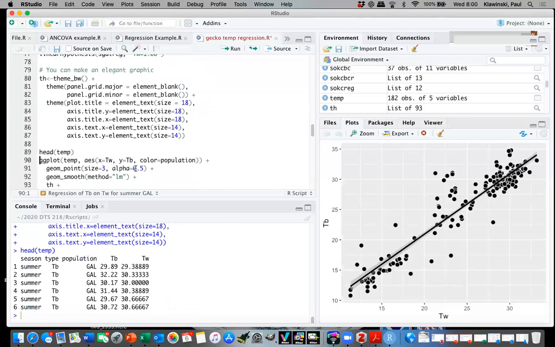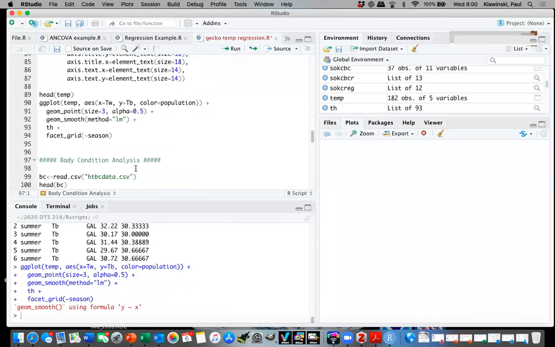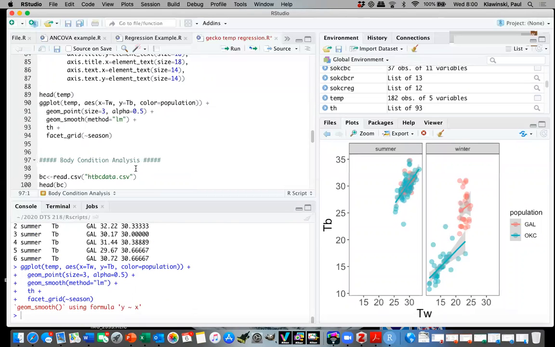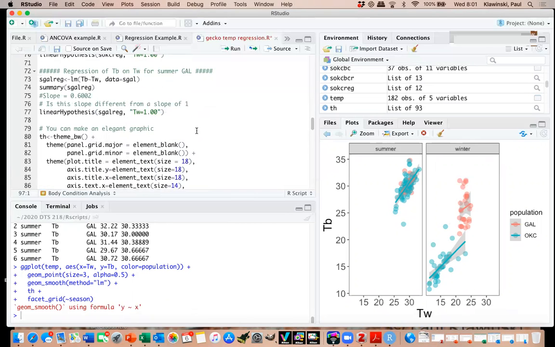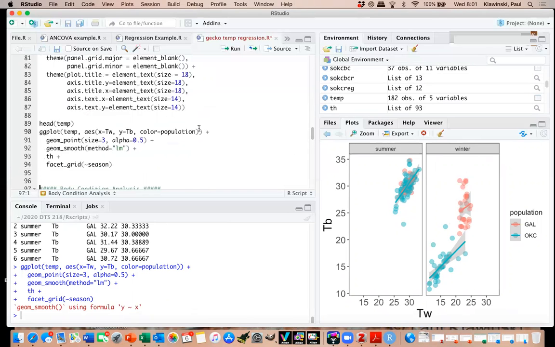So when you present these data graphically, you kind of want to do something that's a summary. And so what I did in this case is I used facets to basically divide the data into summer and winter, and then I used color to tell me the two different populations. Galveston is red and Oklahoma City is blue.